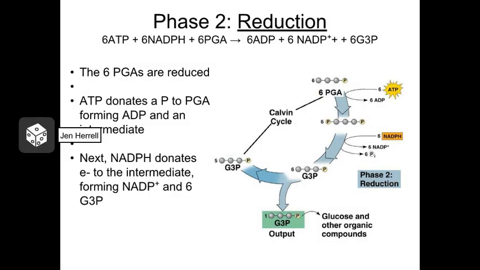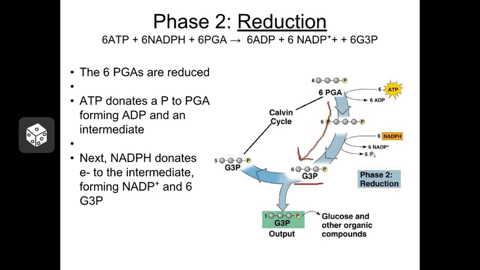Now that we've added our 3 carbon atoms to this cycle, in other words, we've fixed our 3 carbon atoms to other molecules, we can now take those molecules into phase 2 of the cycle, which is known as reduction. What's going to get reduced? Well, the thing that's going to be reduced are the 6 PGA molecules that we ended up with at the end of phase 1. Without going into a lot of detail, those PGA molecules are going to get converted and changed around into our 6 little sugars, 6 G3Ps.